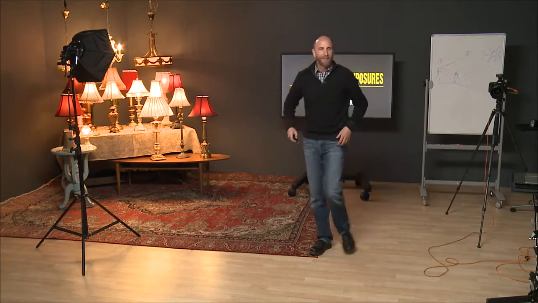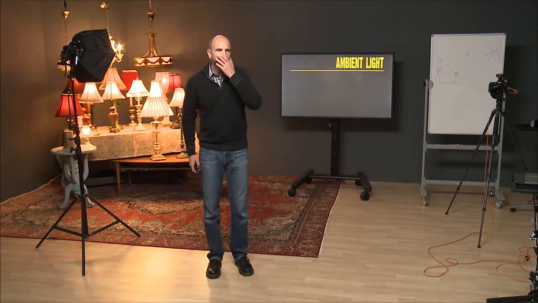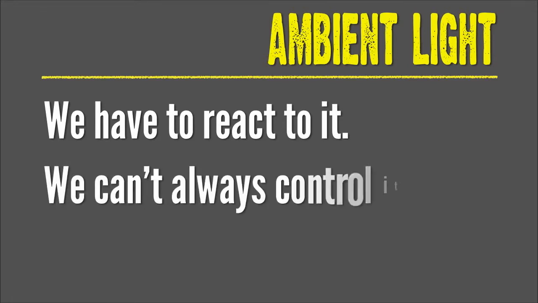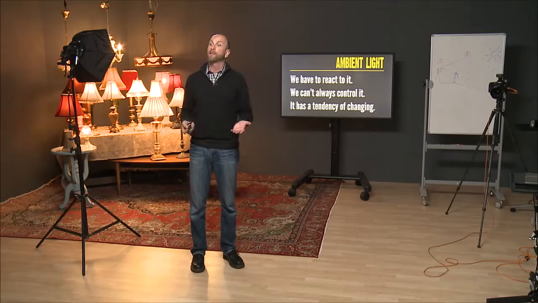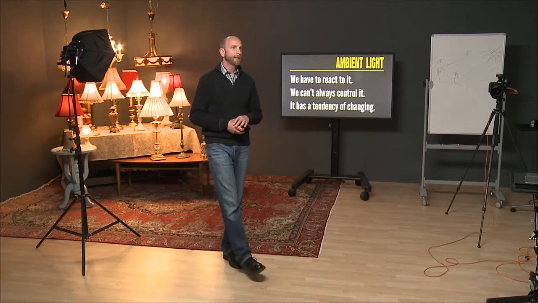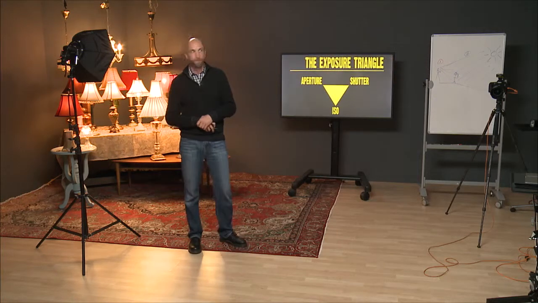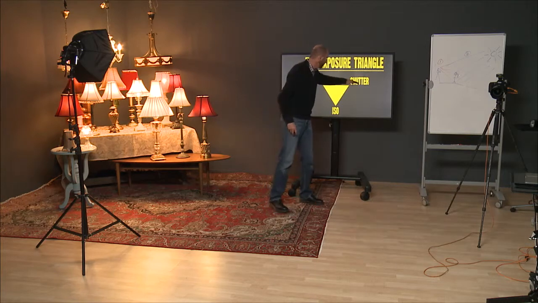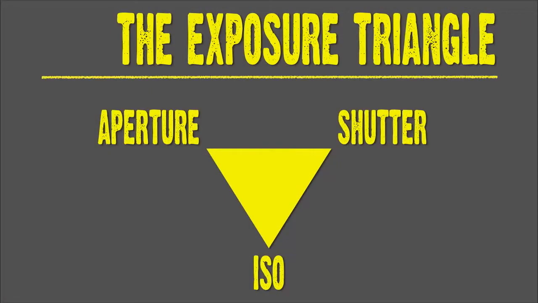All right, so ambient light, we have to react to it, right? We can't control this. We have to just sort of take what we get. We can do some modifiers with our California Sunbounces and our 5-in-1 reflectors and all that kind of stuff, but we can't control it, and it has this tendency of changing. And so we have to be able to react to that, and the way we react to that is by using the exposure triangle. This is something that we all know and love. So we have our aperture value, we have our shutter speed, and we have our ISO. And we can look at that and make it work.